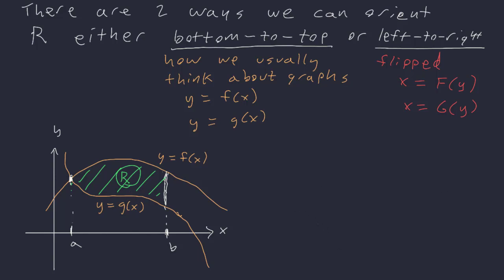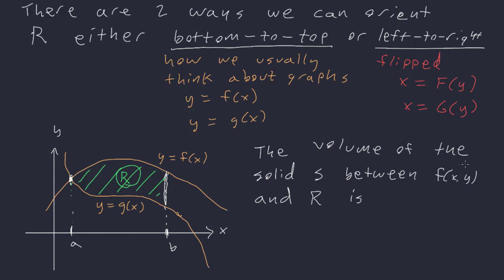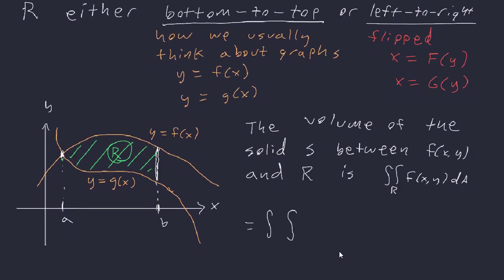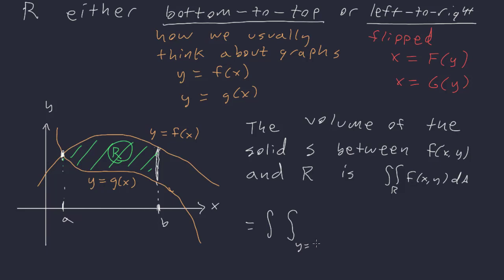If this is our setup, then the volume of the solid S between f of x, y, and R is always the double integral over R of f of x, y, dA. However, if this is the way we talk about it, we'll have the double integral with the y integral on the inside, because we want the inside integral to give us y going from g of x to y going to f of x, f of x, y dy dx. And then the x integral goes from a to b.